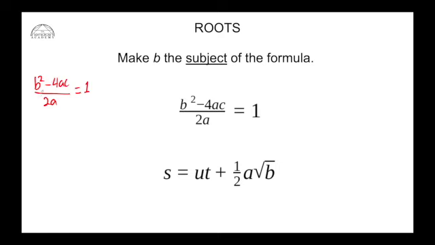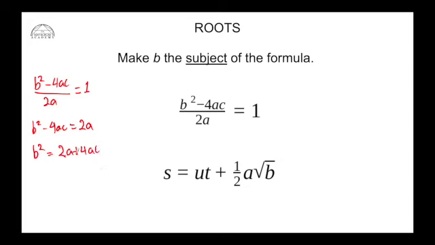It being divided by 2A, and so getting rid of the 2A. So if I transpose the 2A, it'll become 1 multiplied by 2A on the side. And so B squared minus 4AC is equal to that 1 multiplied by 2A, which is just 2A. And now I transpose the minus 4AC, so I'll get B squared is equal to 2A plus 4AC.